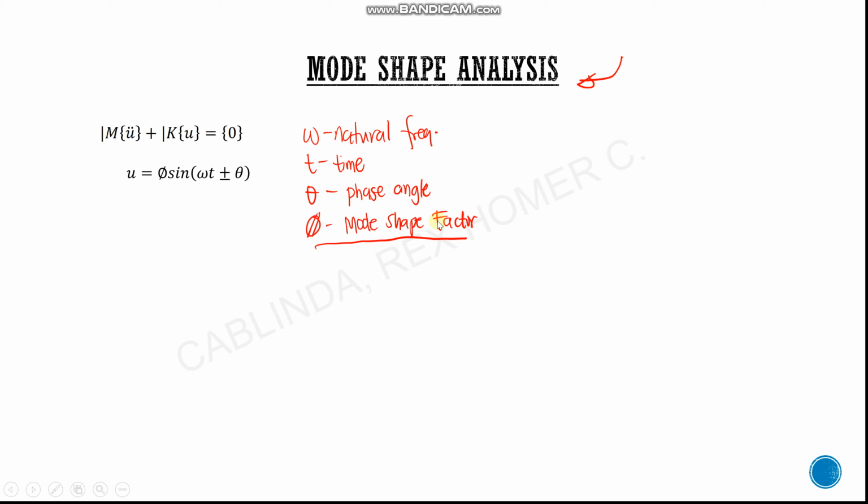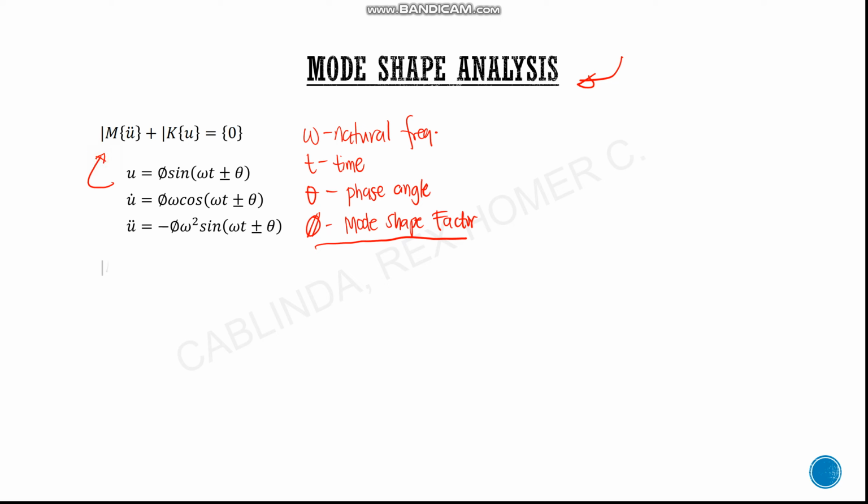Okay, let's continue with our general solution. We just differentiate u. We have u dot equal to phi omega cosine omega t plus minus theta. And we differentiate that to get our response acceleration, equal to negative phi omega squared sine omega t plus minus theta. And then we just substitute this into our equation.